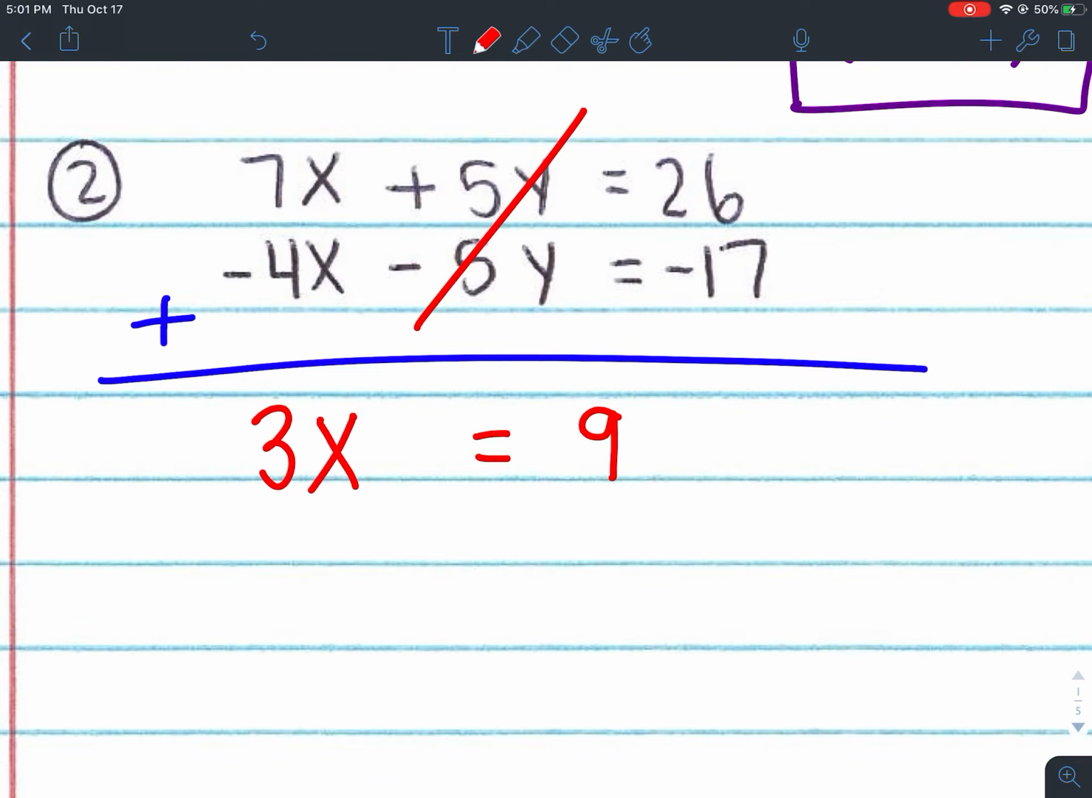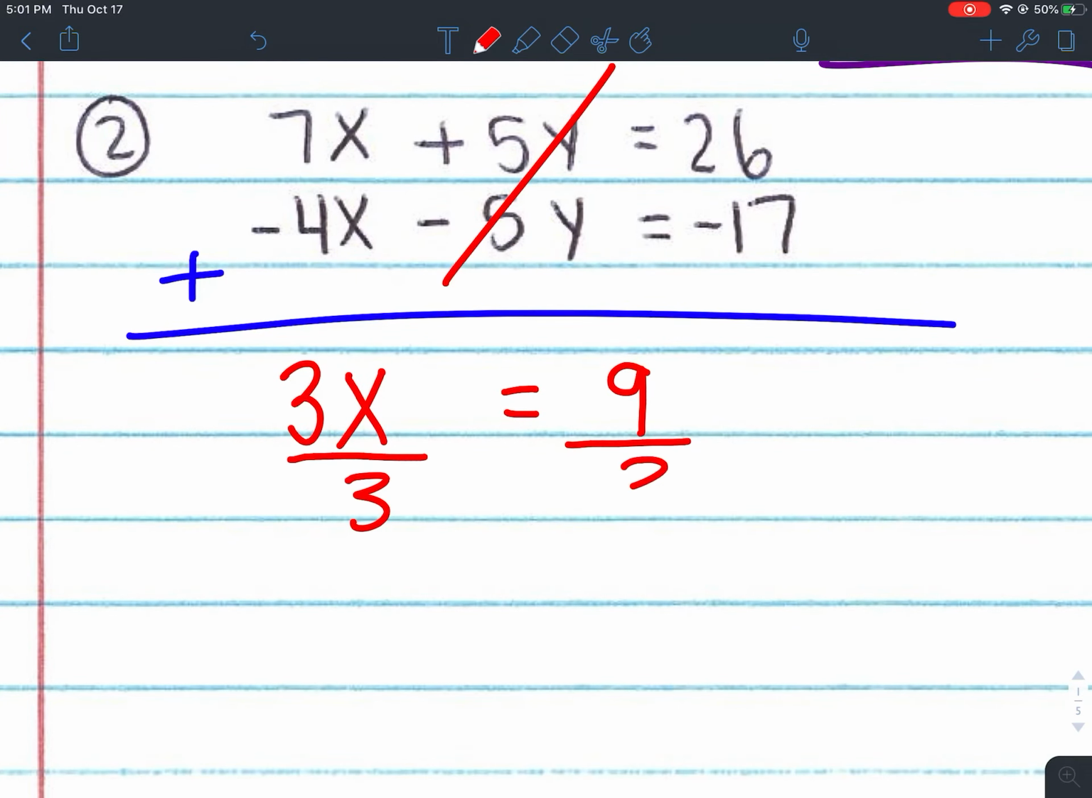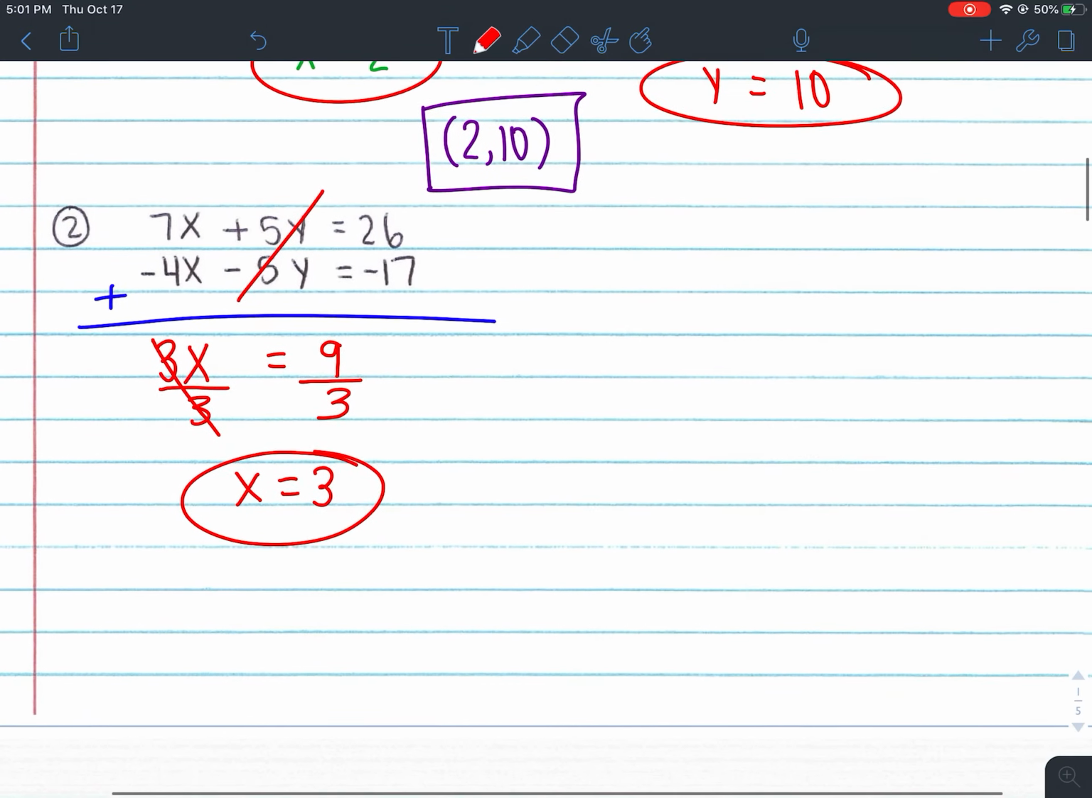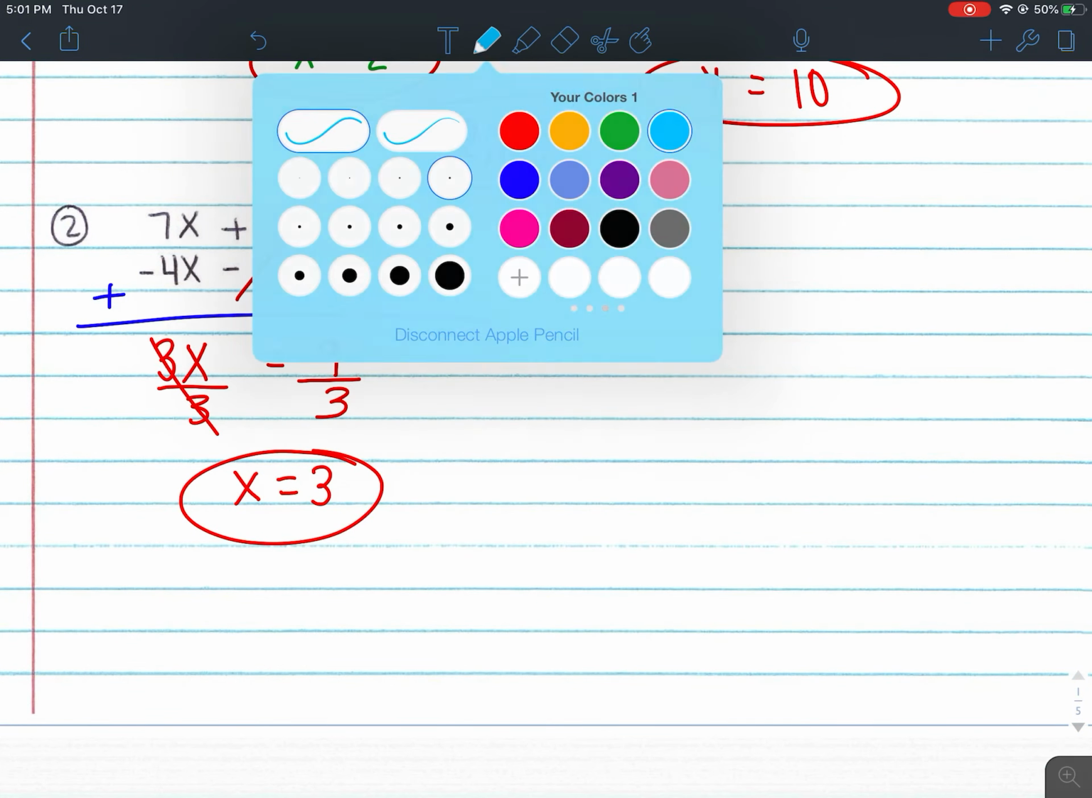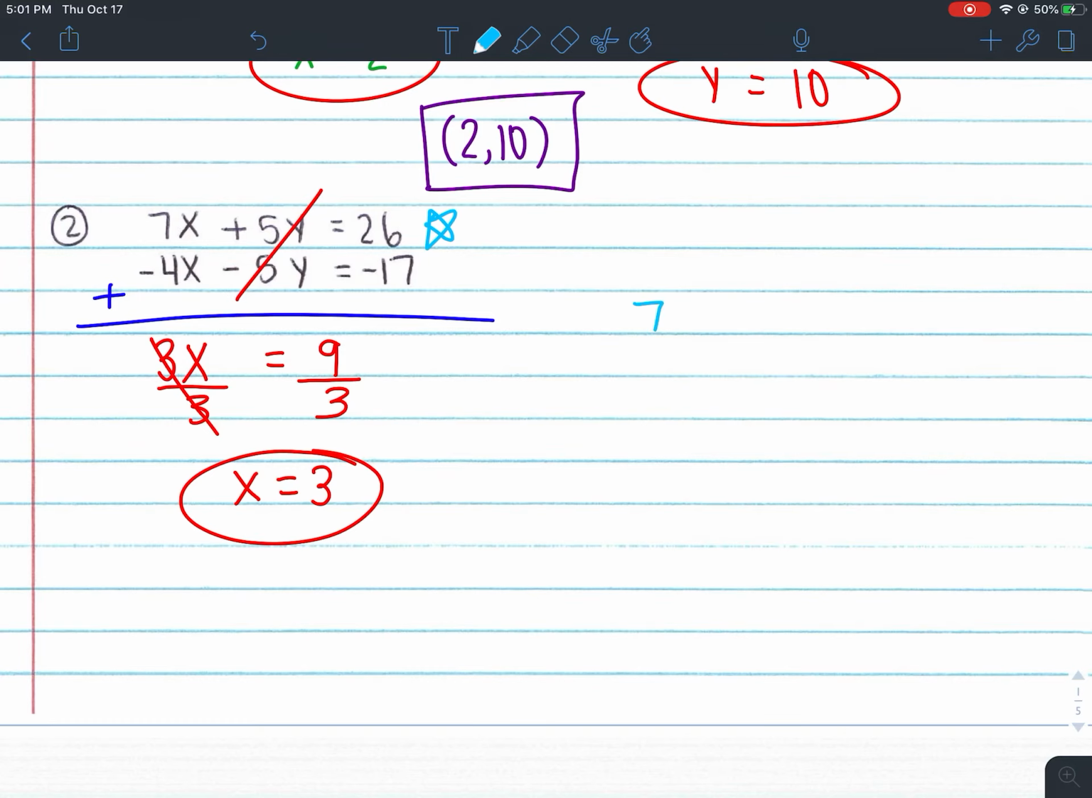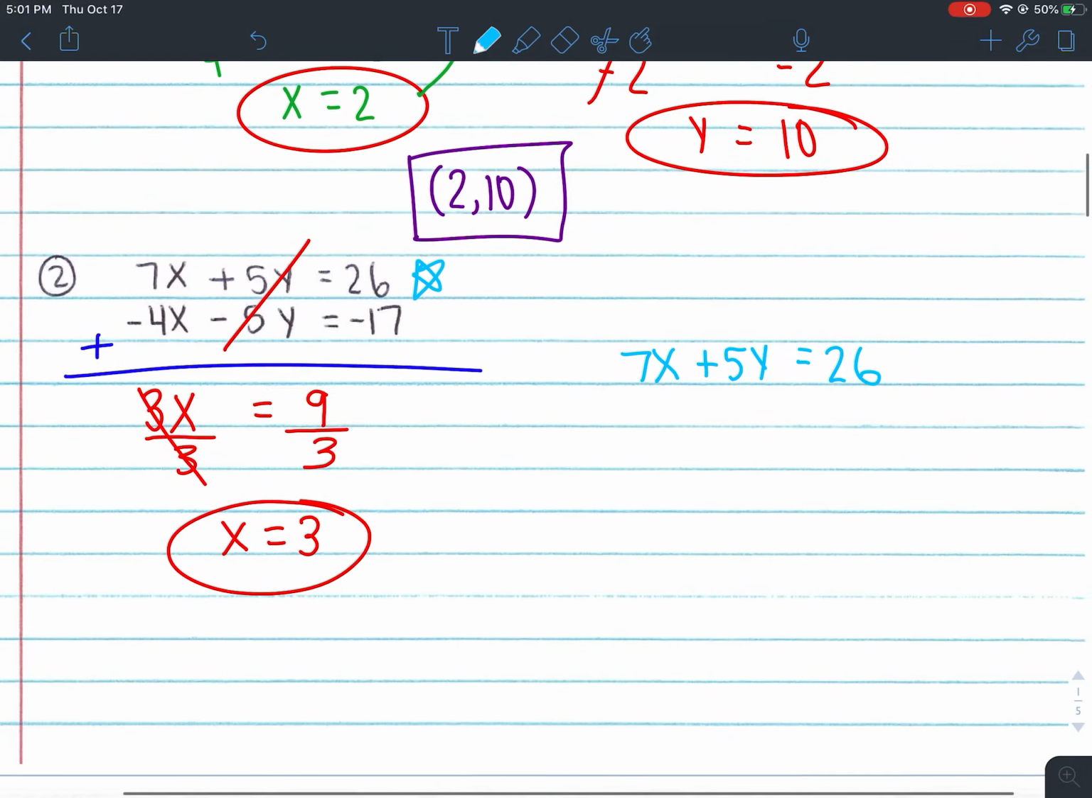Equals 26 plus negative 17, which gives me positive 9. And then you're going to divide both sides by 3. You get x equals 3. Now we're going to substitute, so you pick one of your equations. It does not matter which one. I will pick the first because it's the first one I see.